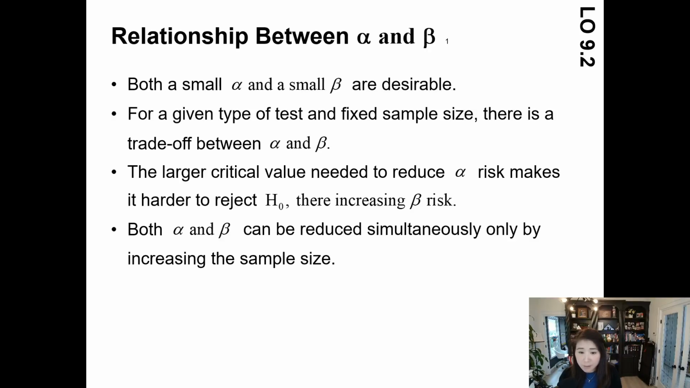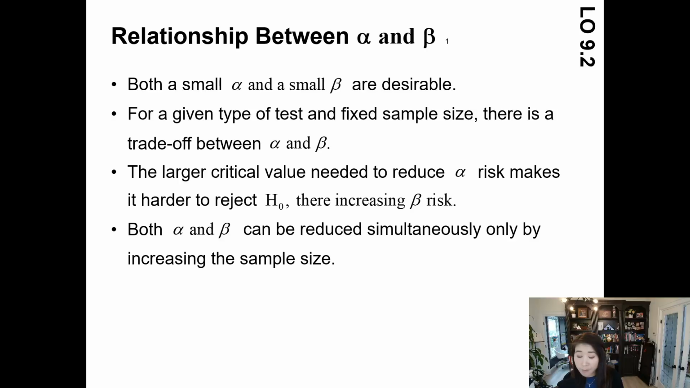Okay, so basically, as you do the same business question, trying to test the same business decision idea, you are facing this dilemma: as you decrease the alpha, you will increase the beta. So basically, as you decrease the probability of making a type 1 error, you will increase the probability of making a type 2 error. Okay, the larger critical value needed to reduce alpha risk makes it harder to reject H0, therefore increasing the beta risk.